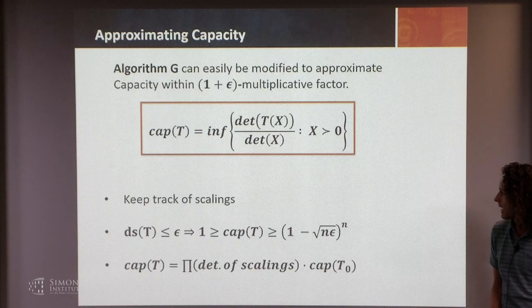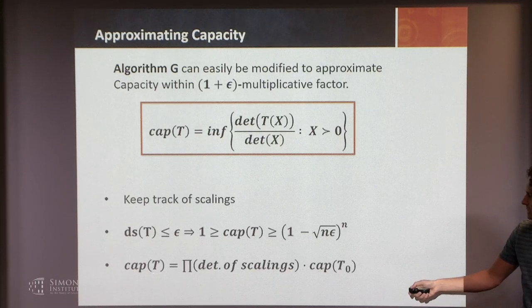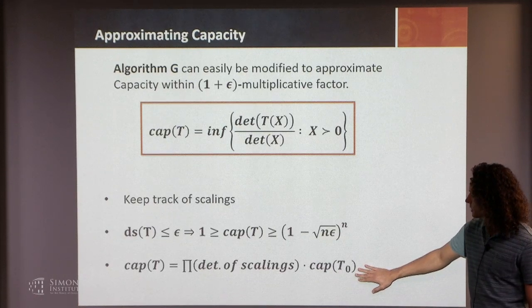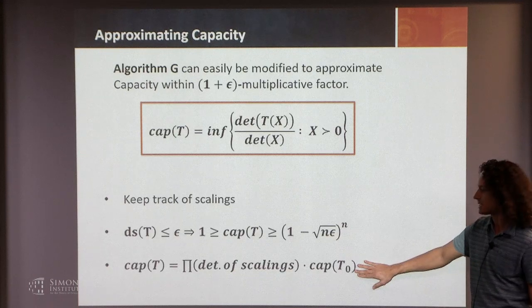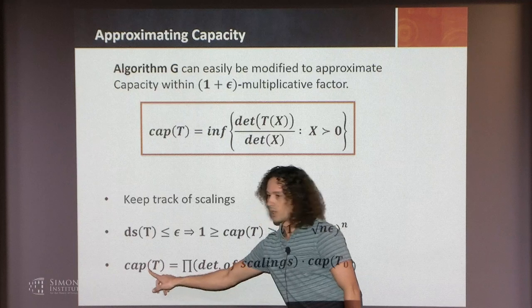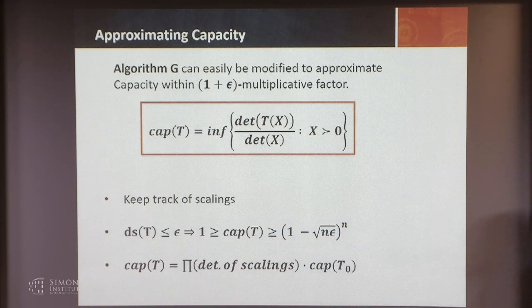If you keep track of the scalings, you know that the capacity is the product of the determinants of all the scalings that you used times the capacity of your original operator. So if you scale T0 to doubly stochastic, you have T0 times something that you know is 1 plus or minus epsilon, between 1 and 1 minus epsilon. So this can be used to approximate capacity, and it's nice and deterministic.